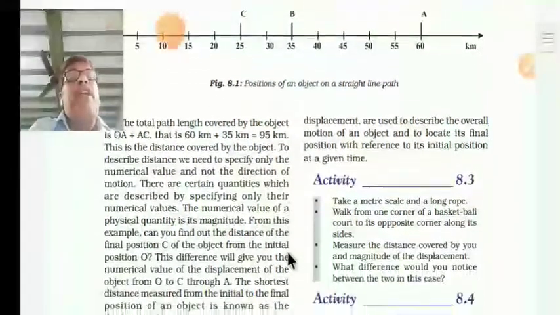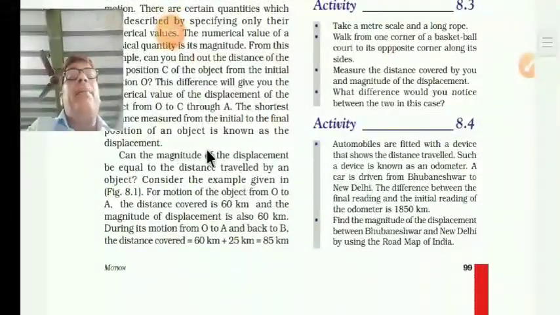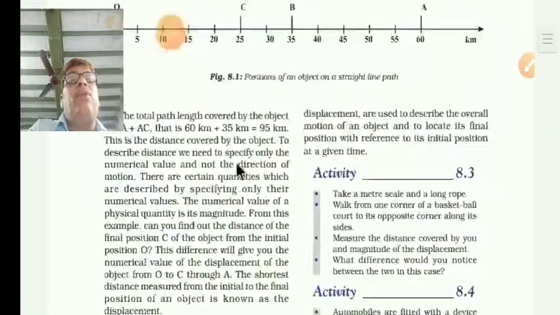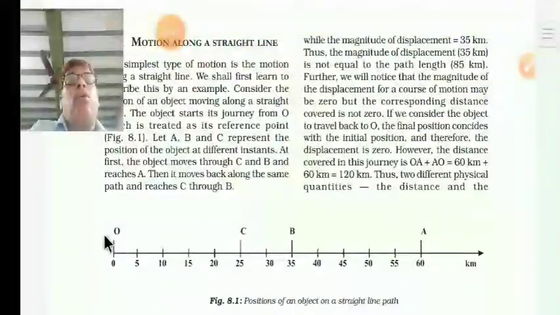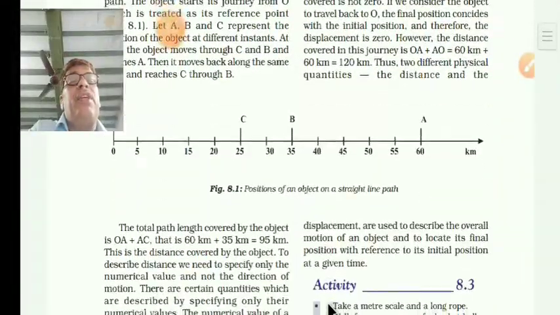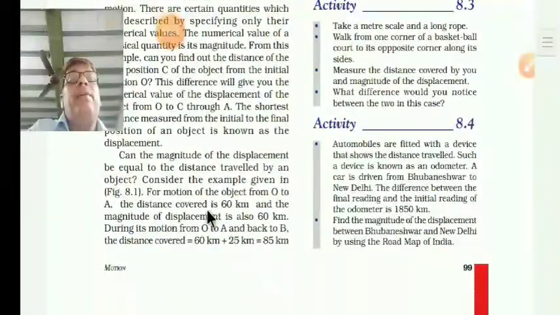See here the examples are given. Can the magnitude of the displacement be equal to the distance traveled by an object? See, consider the example given here. For the motion of the object O to A, O to A is given as 60 kilometers. For the motion of the object from O to A, the distance covered is 60 kilometers and the magnitude of the distance is also 60 kilometers only.